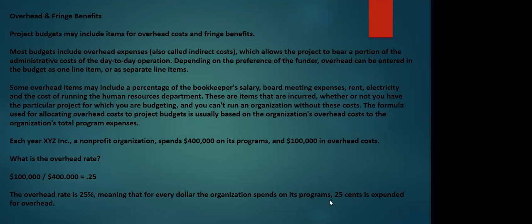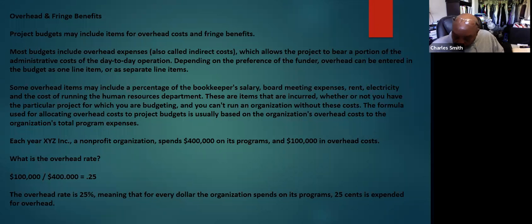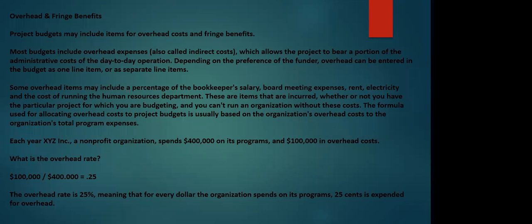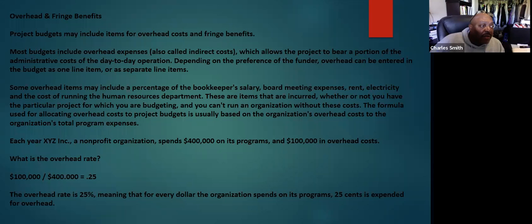Okay, now there's another part of the budget that's not part of the direct costs. Remember we talked about the different parts of a budget. We said there's direct costs and there's indirect costs. We just talked about examples of direct costs when we looked at that budget. Now, let's talk about indirect costs and read what indirect cost is. Overhead and fringe benefits.